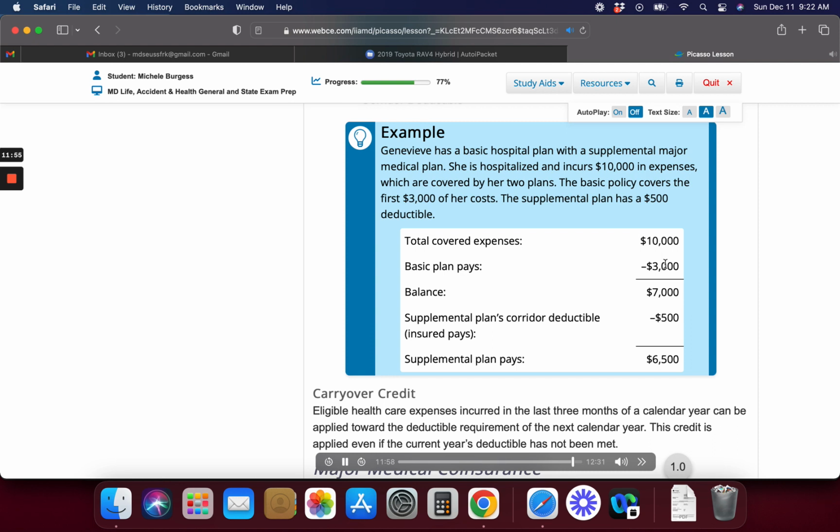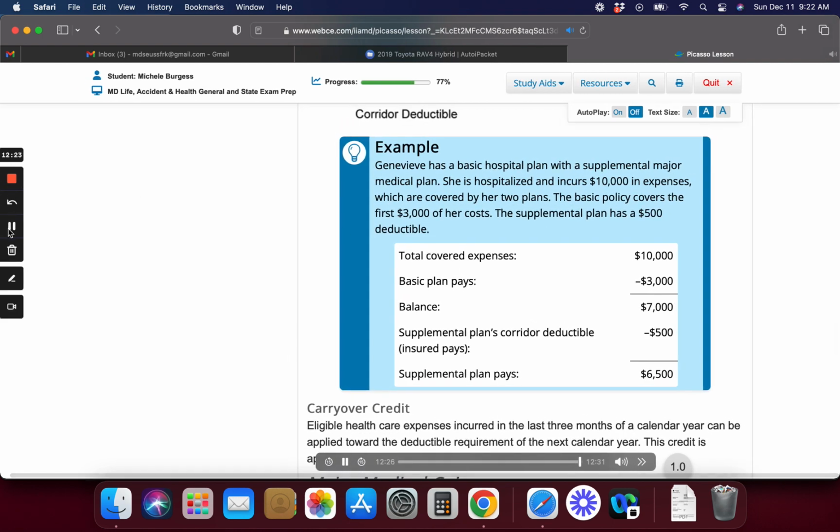Used with comprehensive major medical policies, a flat deductible is an amount the insured pays before the policy pays benefits. Used only with supplemental major medical policies, a corridor deductible is an amount the insured pays after the basic plan pays benefits and before the supplemental plan pays its benefits. A pre-existing condition is an illness or medical condition that the insured had before the policy's effective date. Please pause the audio and watch the video. You can restart the audio.